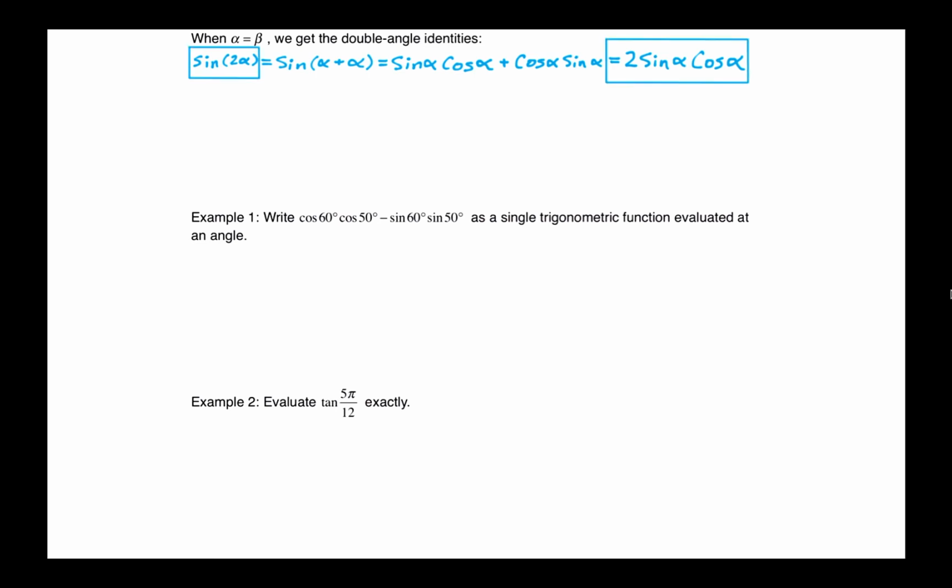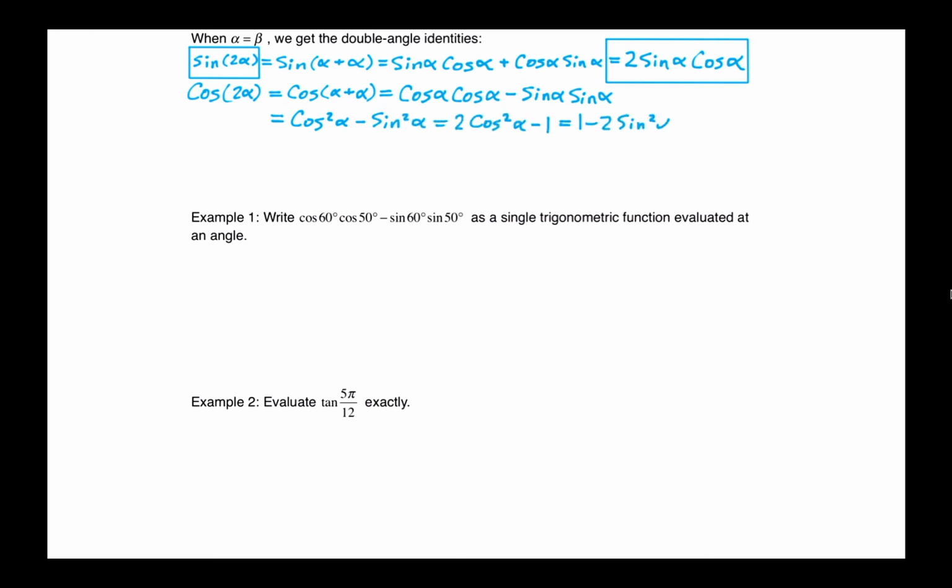And the double angle formula for cosine goes like this. Cosine of alpha plus alpha is cosine alpha cosine alpha minus sine alpha sine alpha. So that's cosine squared alpha minus sine squared alpha. Now there are some different forms that you can work with if you like. What you can do is you can replace the sine squared alpha with 1 minus cosine squared alpha, and that leads to 2 cosine squared alpha minus 1.